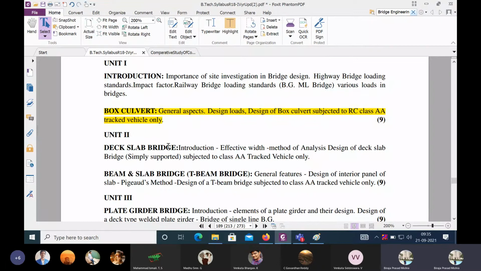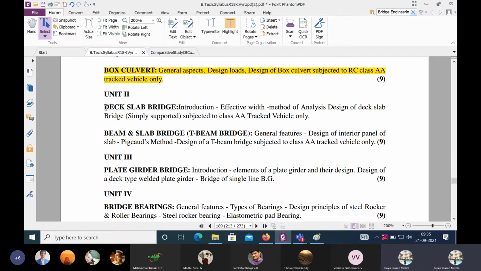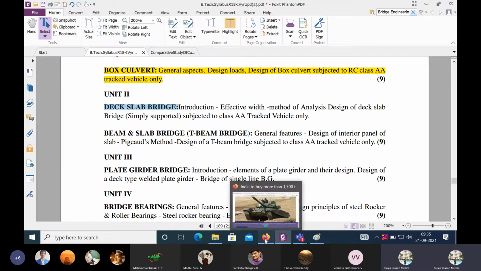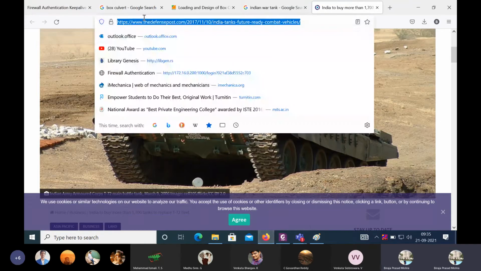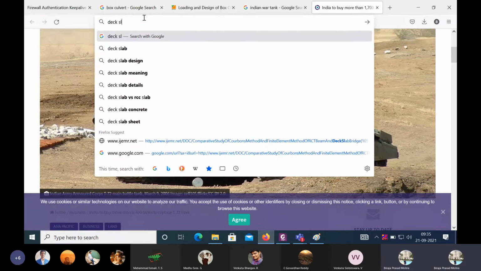In the second one, we'll go to the design of deck slab bridge.